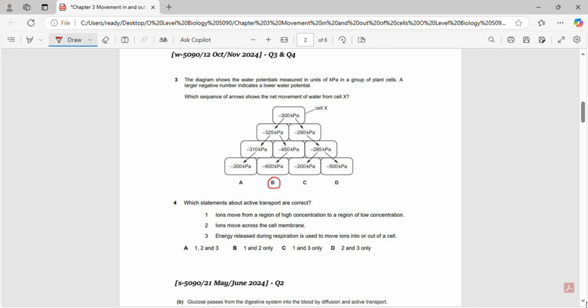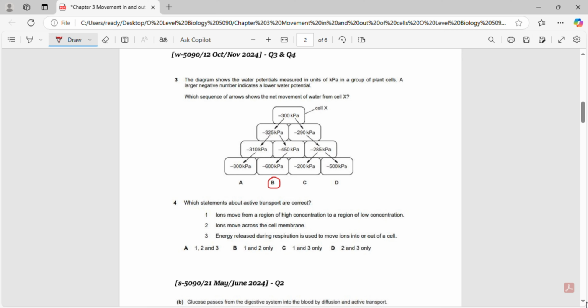Now have a look at another question. The concept being tested is active transport. The task is to identify the correct statements about active transport from a given list. The statements are as follows. The first states that ions move from high to low concentration, which is incorrect for active transport as it describes diffusion. The second states that ions move across the cell membrane, which is correct. The third states that energy from respiration is used, which is also correct.